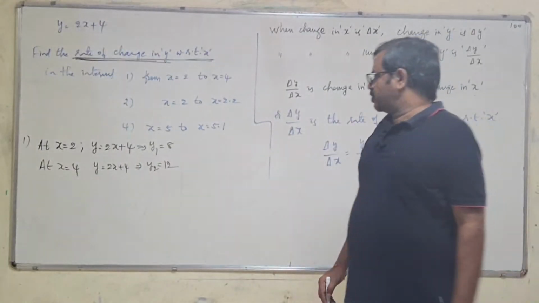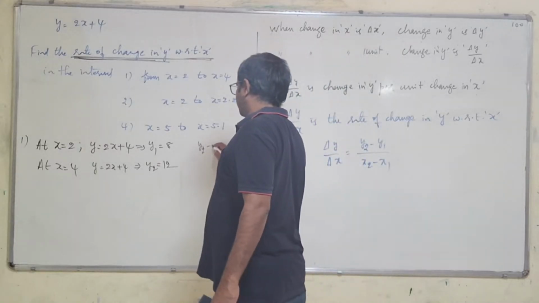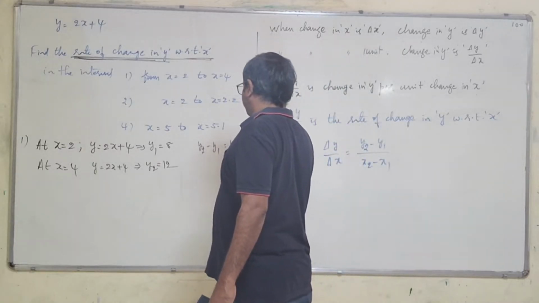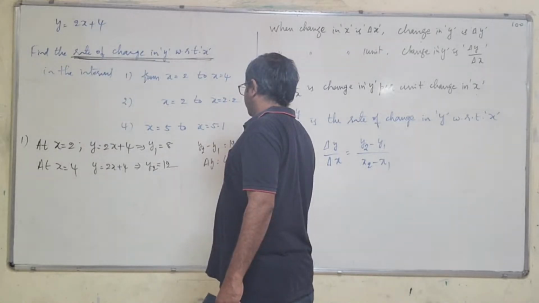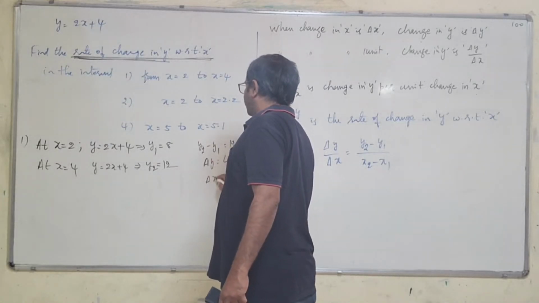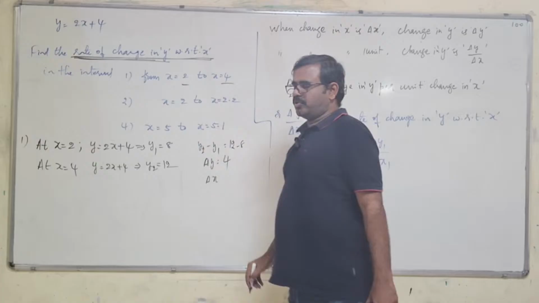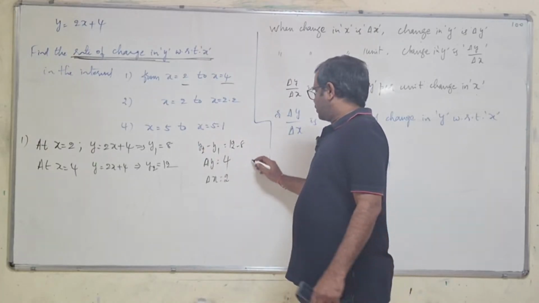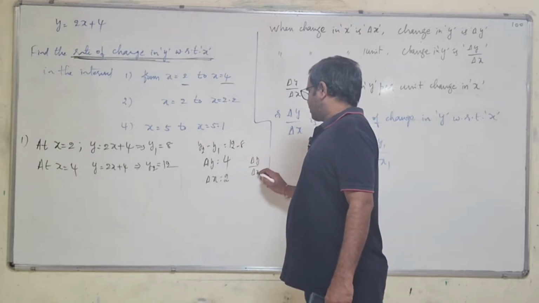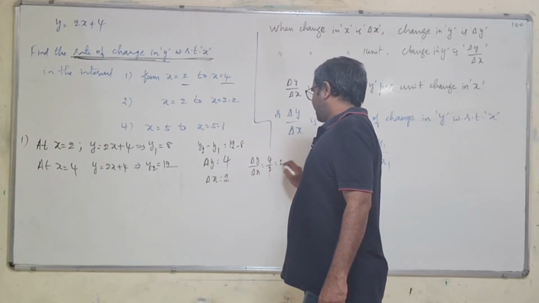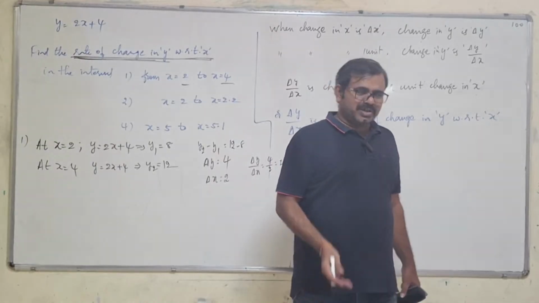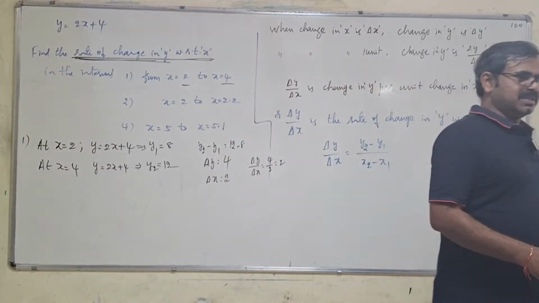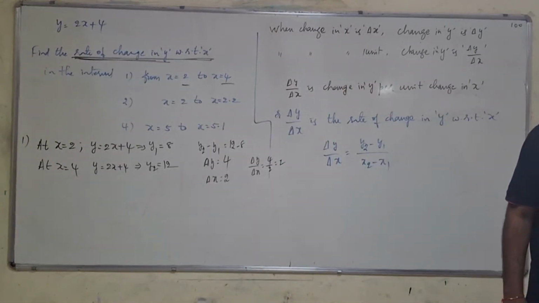right? So what is y2 minus y1 equal to? 12 minus 8. So delta y is equal to 4 and delta x is equal to 4 minus 2, which is 2. So rate of change in y with respect to x means 4 by 2. What are we getting? 2. Do it in the same way in the second case, third case. What do you get?